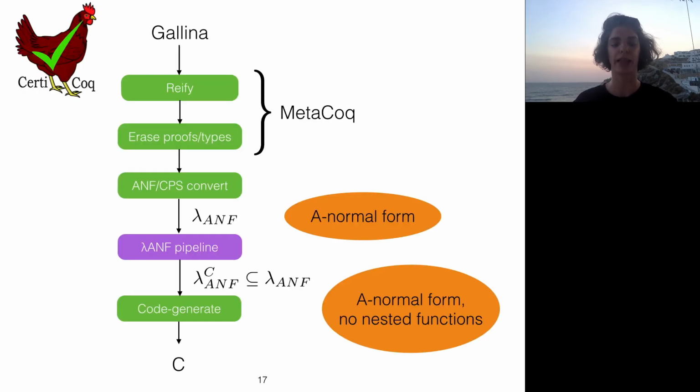CertiCoq's pipeline starts from Gallina and uses MetaCoq to reify Gallina into its abstract syntax tree representation in Gallina and to erase proofs and types. Then, after some code simplifications, it translates the code to Lambda ANF, CertiCoq's core intermediate representation based on a normal form. It does so either with a direct or a continuation-passing style transformation. Then there is a multipass optimizing pipeline that translates the code to lambda ANFC, a subset of the lambda ANF language without nested functions. Lambda ANFC is a low-level representation that does not have closures, and therefore it can be code-generated easily to a first-order low-level language. CertiCoq's backend generates C code that can then be compiled correctly with a CompCert-verified compiler.